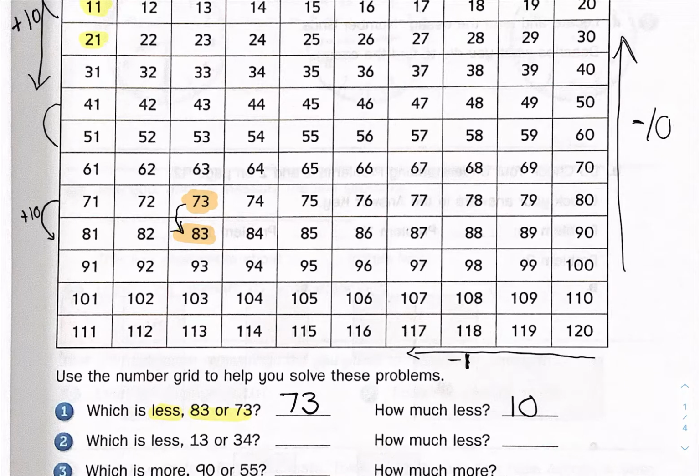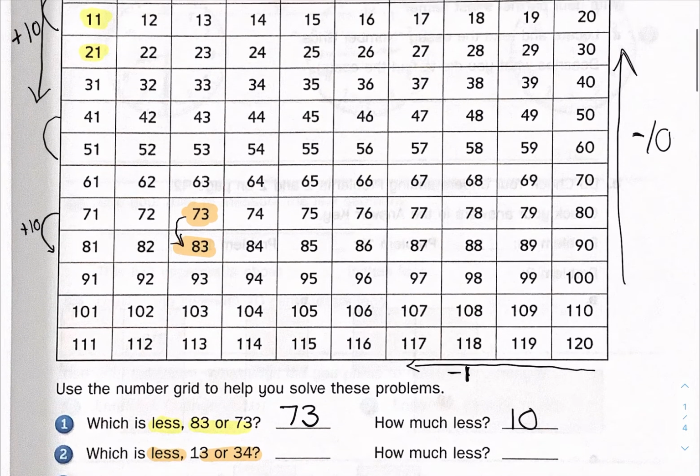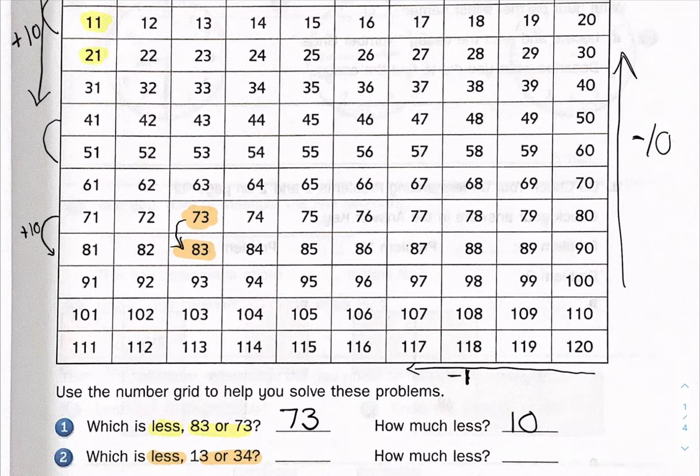Let's try another one. Which is less? 13 or 34? So let's find 13 and 34 on the grid. I see 13 is here, 34 is right there. So let's look. Which number is higher up on the grid? Well, 13 is. But how much less is it? Let's try using our skip counting. So let's see, if we move down, that's 10, another 10, and we can't go any further.